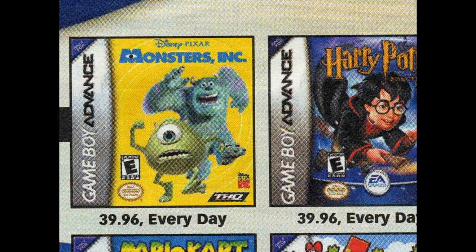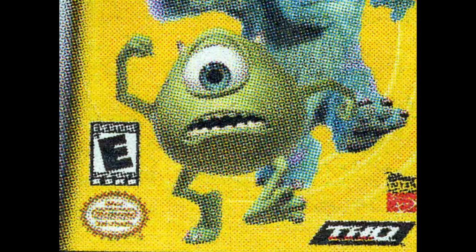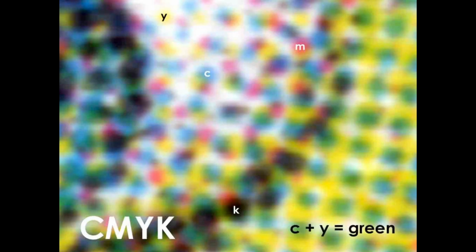This is a very poor resolution color printing from a Sunday supplement. Under higher magnification, we can see the different dots of color. CMYK, again, C and Y. Cyan and yellow equals green.